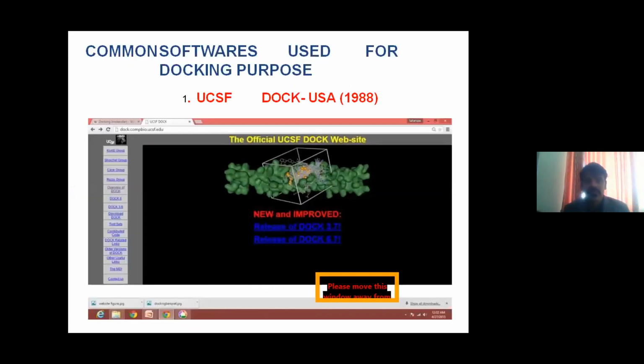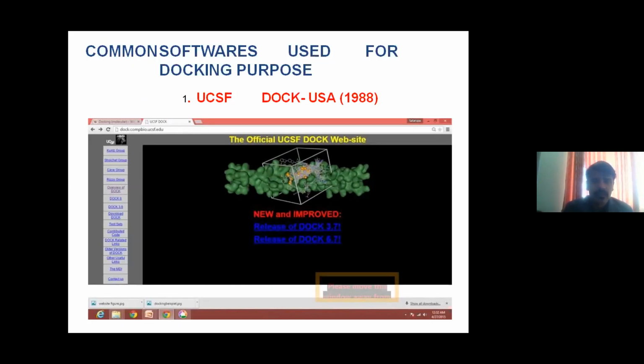Now, these are the common softwares used for docking purposes, as you can see here. First is DOCK. This software is now freely available. Even for this you should have your university license, your mail ID. So for that you can always use it.